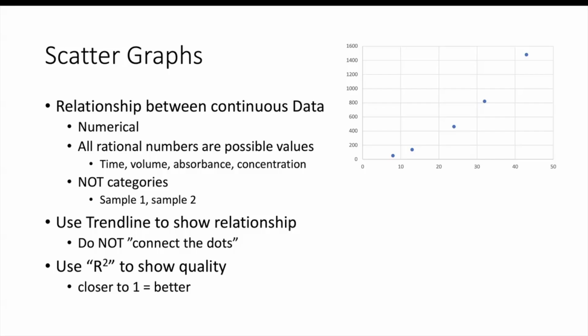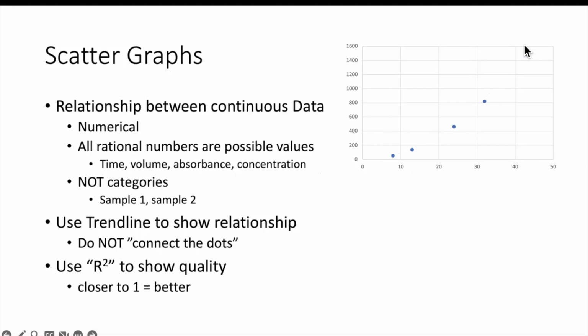So if I think about volume, I could have 10 milliliters or 11 milliliters, but I could also have 10.5 or 10.45 or 10.4345. Every possible rational number between 10 and 11 is possible. That's what we mean by continuous data. So things like time, volume, concentration, absorbance is what we're going to be looking at next week in lab. So as you look over the materials for next week, you'll understand that a little bit better. So those are the kinds of things we would put on a scatter graph. They have numbers and there's all possible values in between.